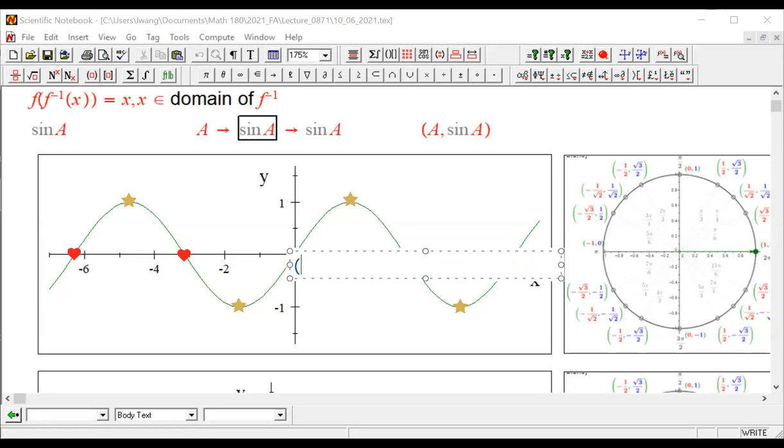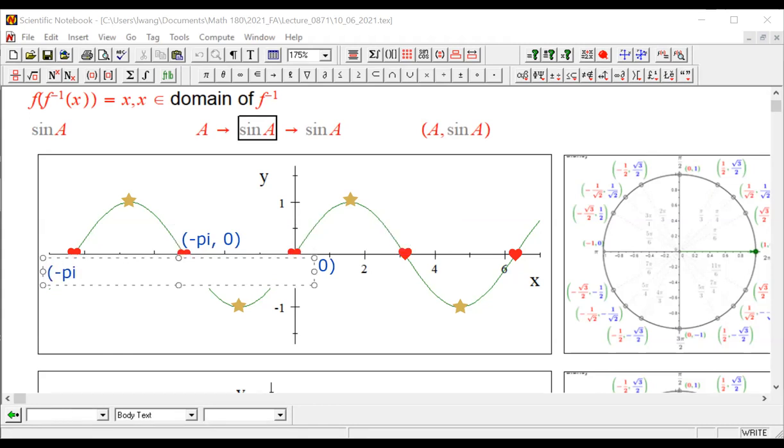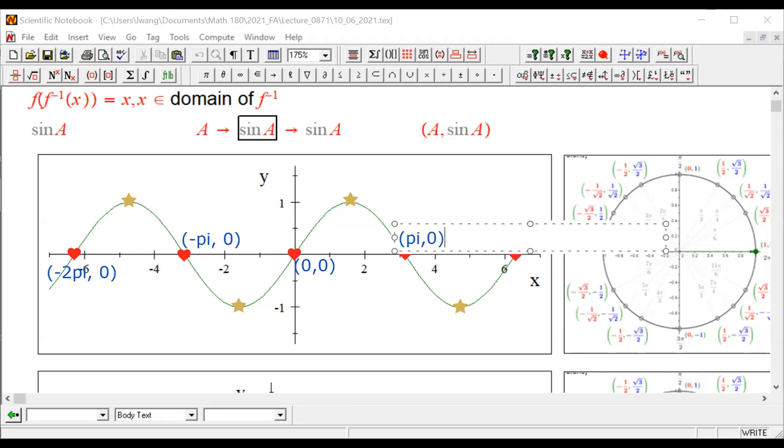Input angle 0, output 0. Negative pi, 0. Negative 2 pi, 0. From this point, pi, 0. 2 pi, 0.